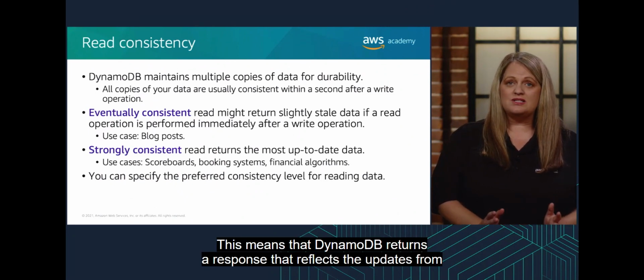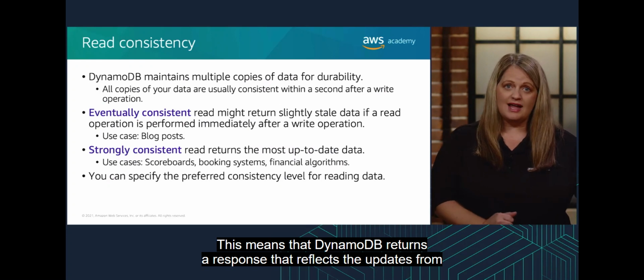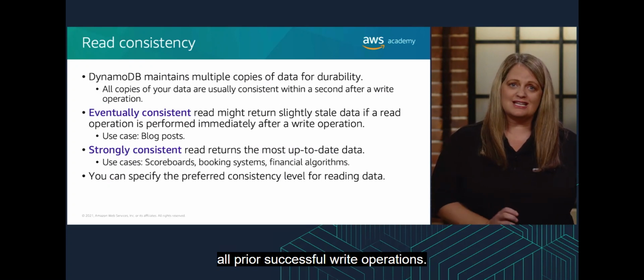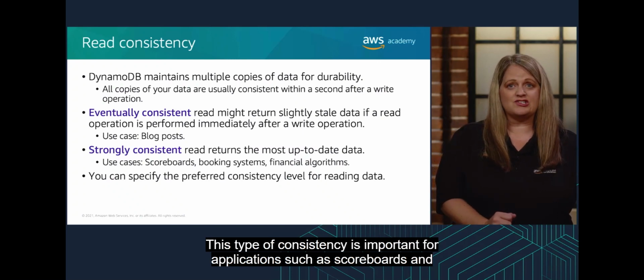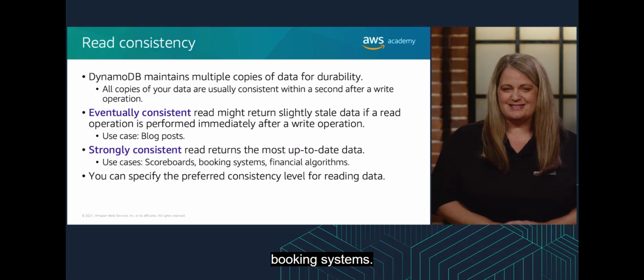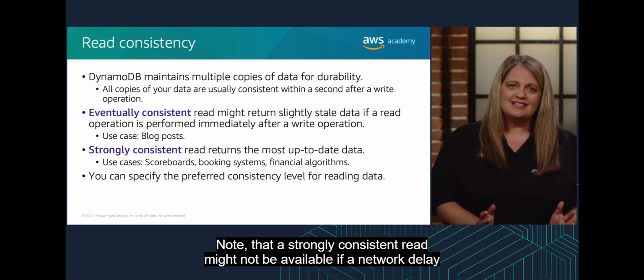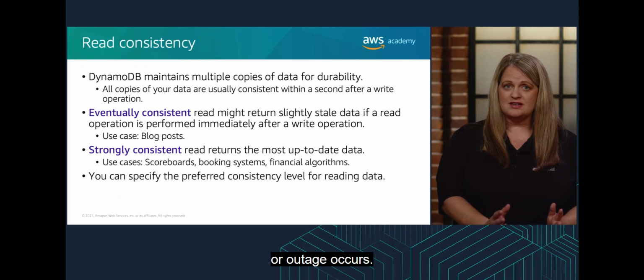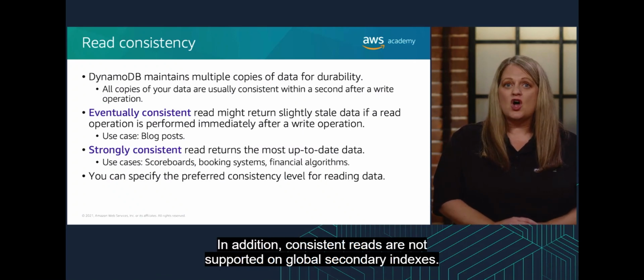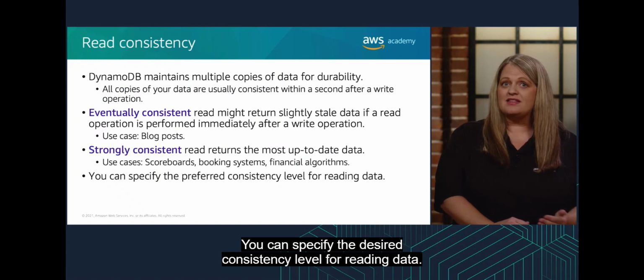This means that DynamoDB returns a response that reflects the updates from all prior successful write operations. This type of consistency is important for applications such as scoreboards and booking systems. Note that a strongly consistent read might not be available if a network delay or outage occurs. In addition, consistent reads are not supported on global secondary indexes. You can specify the desired consistency level for reading data.